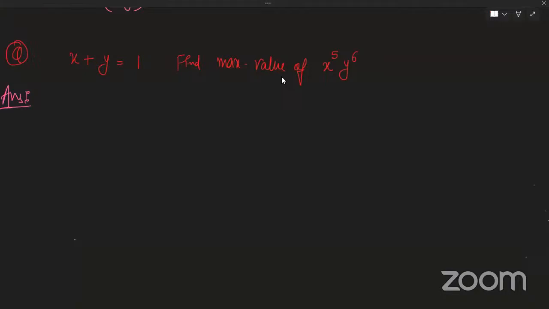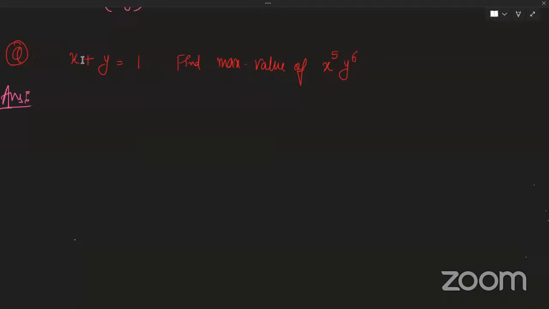Now just think, x plus y is equal to 1. And I am asking you to calculate the maximum value of x raised to 5 multiplied by y raised to 6. How is that possible?